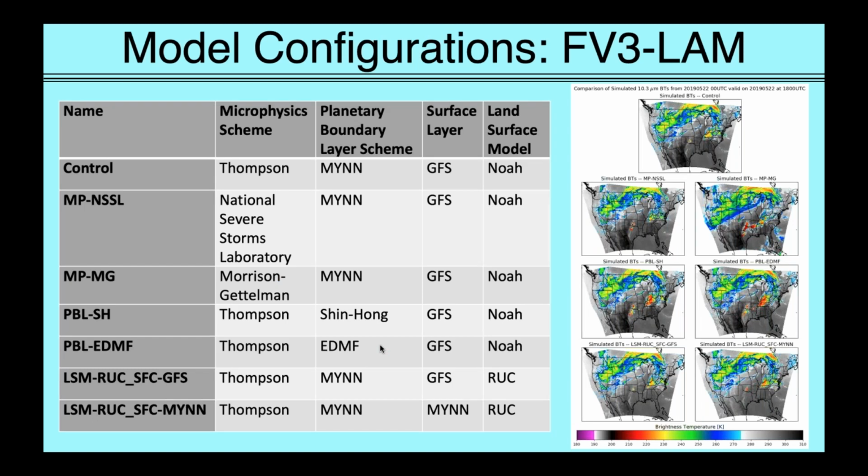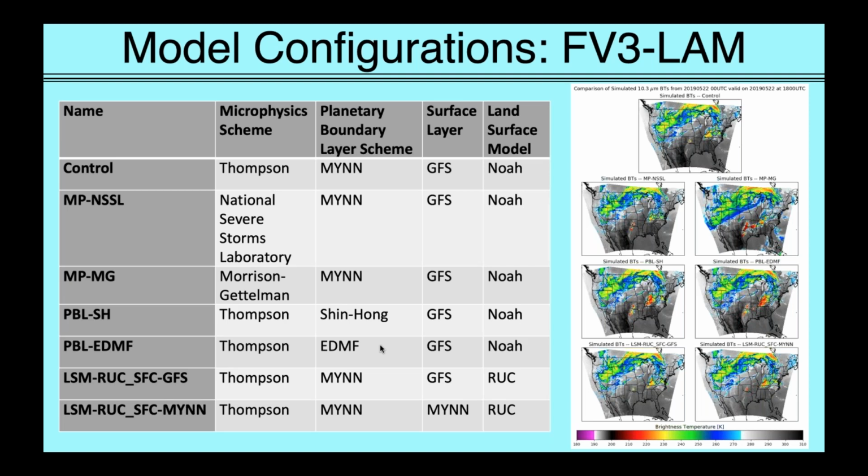So our model configurations. This uses the FV3 LAM model. And like I said, we're calling this configuration based because we're looking at changing different parameters and seeing how it impacts the brightness temperatures. So we have a control ensemble, which uses the Thompson microphysics scheme, the MYNN boundary layer, the GFS surface, and the NOAA land surface model. This is called control not because we think that it's going to be the best model, but because it is something that we can compare every other model to, because every other model only has one or two things that are different than the control.